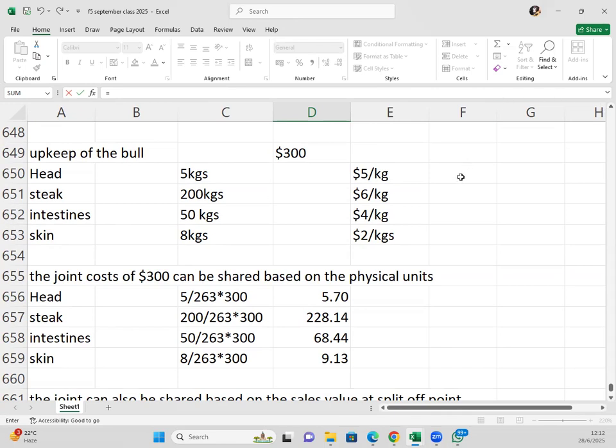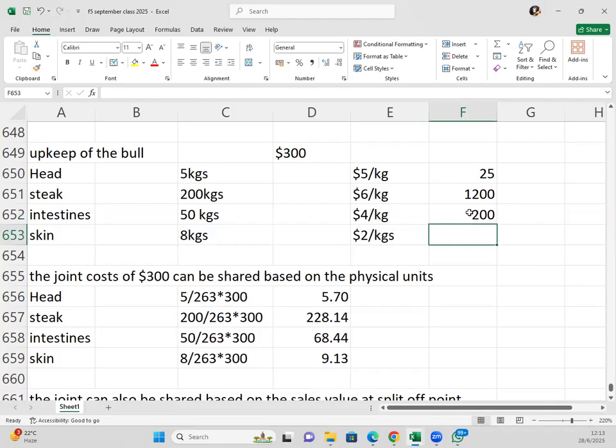First of all, you get your total sales. To make it easy, these 5 kgs, if you had to sell them at $5, what would you get? You get 25. These 200, if we had to sell them at $6, what would you get? You would get 1,200. The 50, if you were to sell them at $4, you would get 200. The 8 kgs, if you were to sell them at $2, you get 16. Then you share the cost based on these total sales.